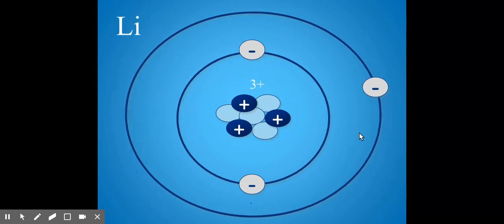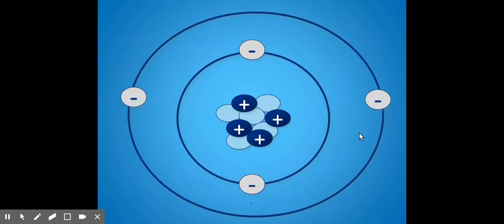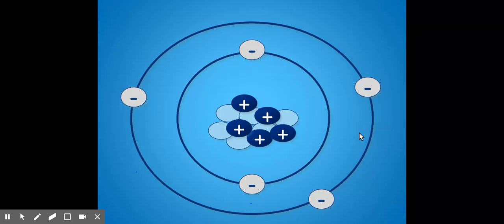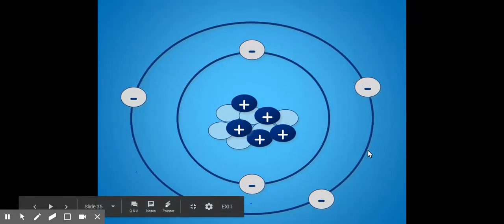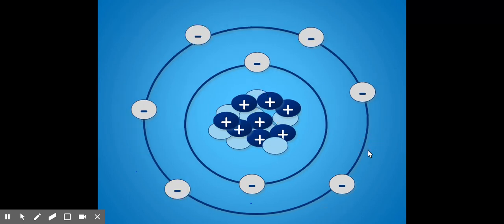Okay, so we added an additional proton and an additional electron. That's going to cause the effective nuclear charge to pull that electron shell in tighter. So hopefully you could tell that got a little bit smaller. Okay, as we continue to move across the periodic table, here we have 5 protons. So we are dealing with boron. We've added an additional electron still to that second energy level. Okay, so what's going to happen, that should say 5 plus, is that nucleus is going to pull the electron shell in tighter. So we keep getting smaller.